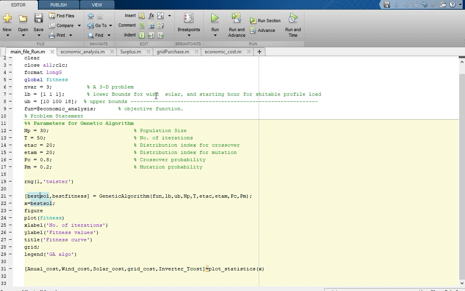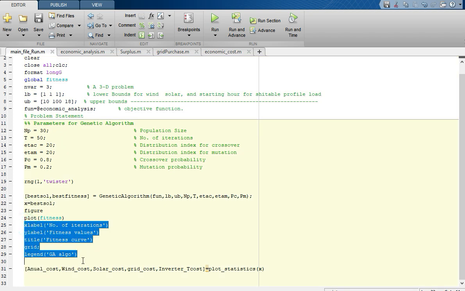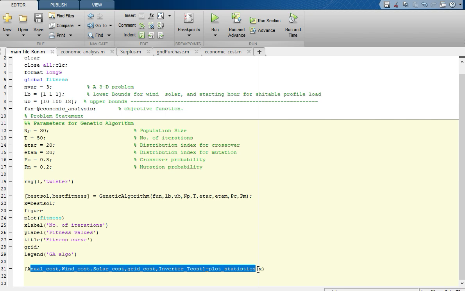x1 is the size of the wind turbine, x2 is the size of the solar, and x3 is the starting hour of this shiftable profile. So this is actually x, and here we are plotting this fitness curve, our objective function. And at the end, we are calling a plot statistic function that's used for displaying the results and for plotting the different results.